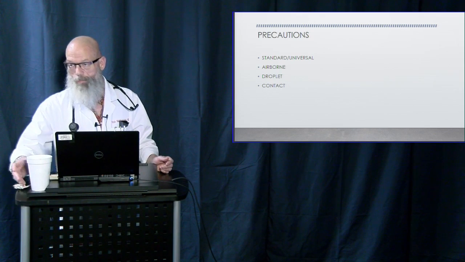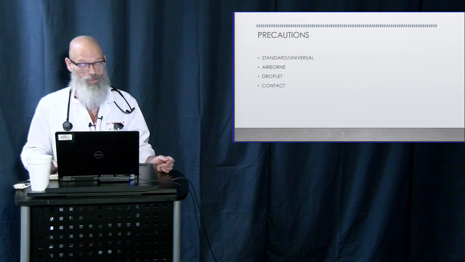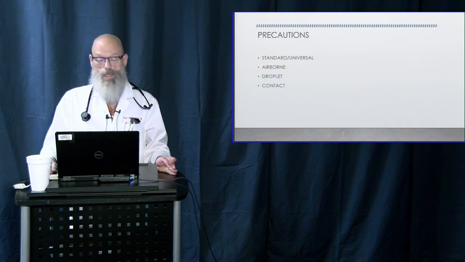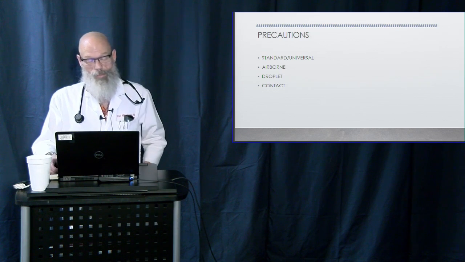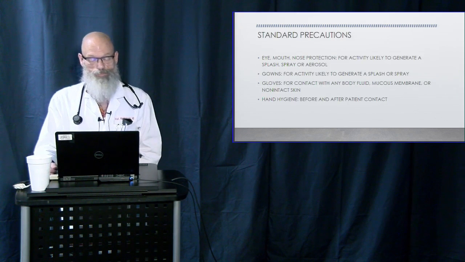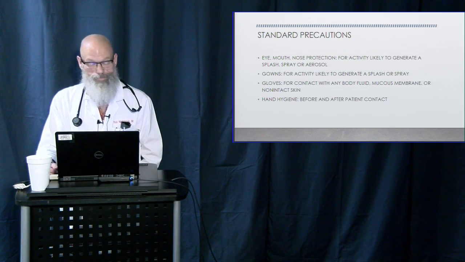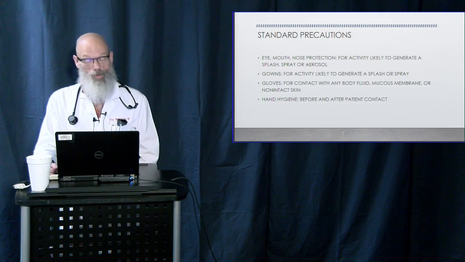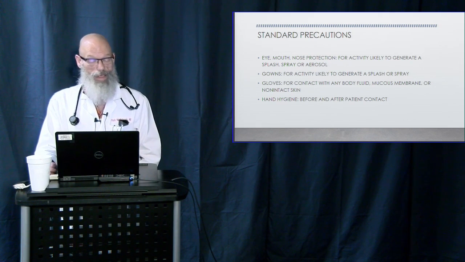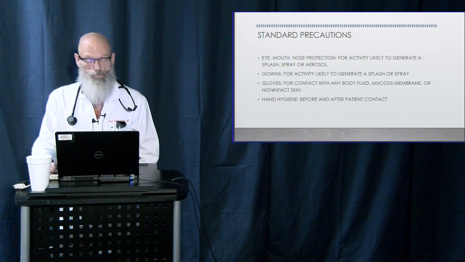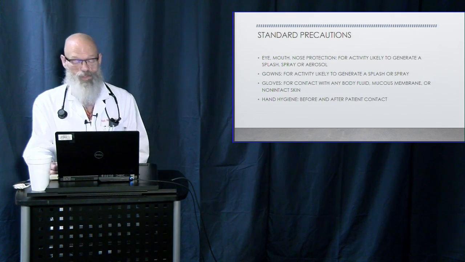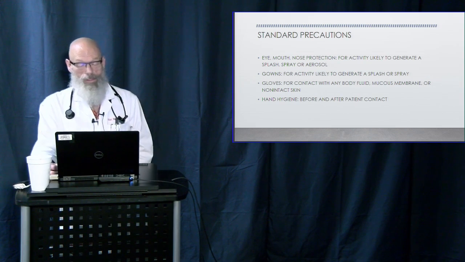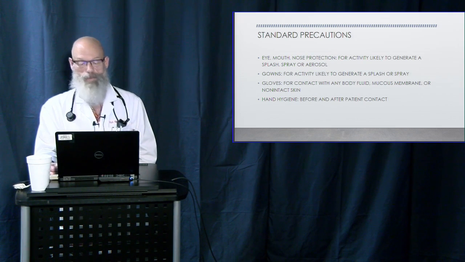Let's remind ourselves about precautions, and then we'll have some time left over for questions. Precautions. Everybody's on standard universal precautions. Some people need airborne, some need droplets, some need contact, some need combinations. Standard precautions. Eye, mouth, and nose protection when you're engaged in a patient activity that's likely to generate a splash, a spray, or an aerosol. Gowns are required for activity likely to generate a splash or spray. Gloves for contact with any body fluid, mucous membrane, or non-intact skin. And, of course, hand hygiene before and after patient contact.